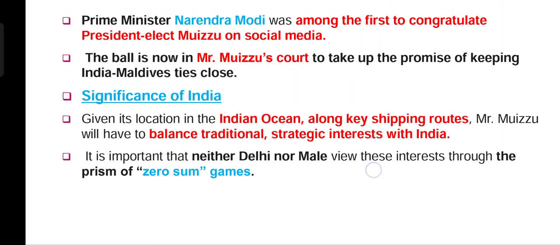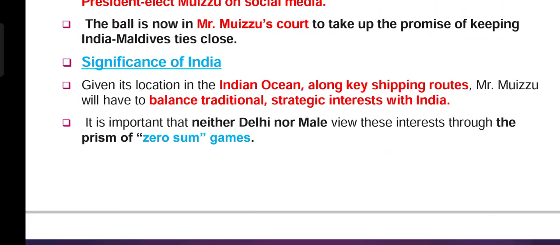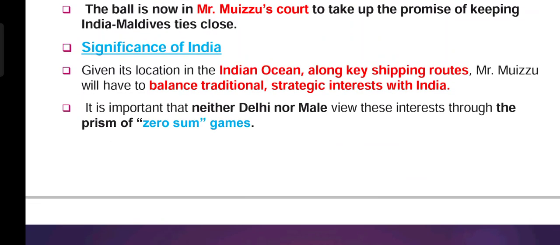Okay, and when we talk about the Maldives' significance, it is also very important. First of all, I told you that it is located at a very important location in the Indian Ocean, along with key shipping routes. Also, the Maldives' requirement for India is very important. So there should be a need to balance traditional strategic interest with India for the Maldives. And also there is a need that whether India or the Maldives, they view their interest not through the prism of zero-sum games.